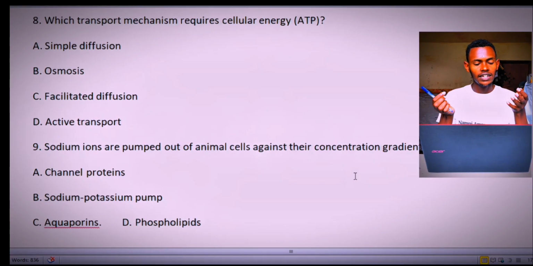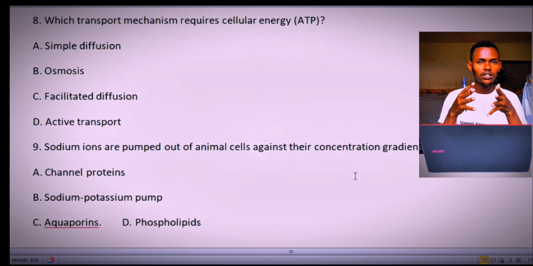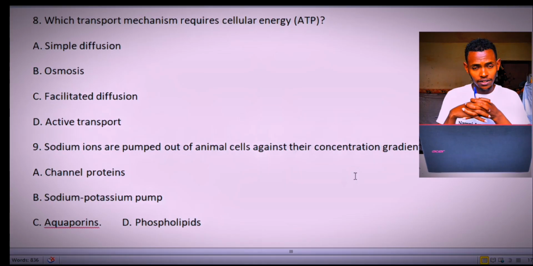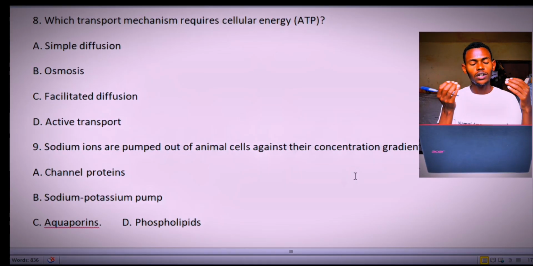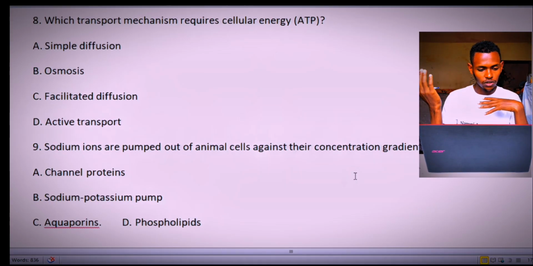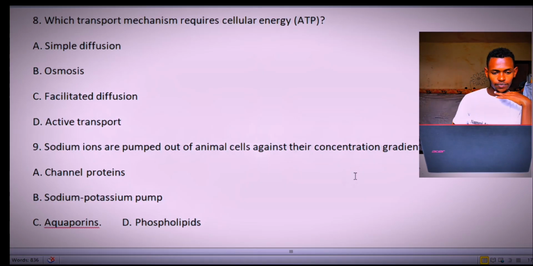So what is the answer? The answer is B, that is plasmolysis. Turbidity: water moves into the cell, not outside of the cell. Let's go on to the eighth question.